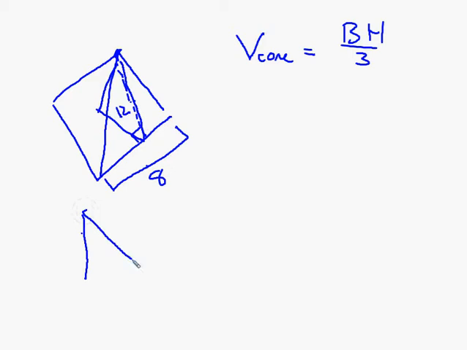Wait, so the bottom is square? Yes, the bottom's the square. So this triangle that I just drew here, this lengthened piece is the 12. This length here is 4. Do you see why that's 4? Yes. Okay, this would be the actual height. So how am I going to get that?